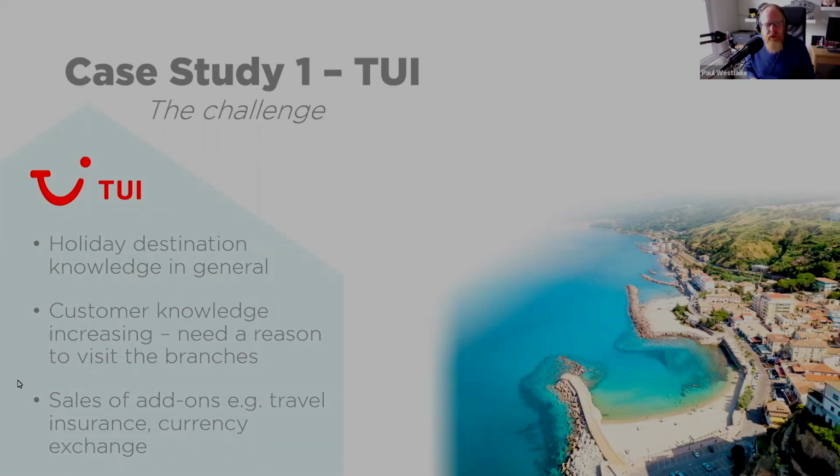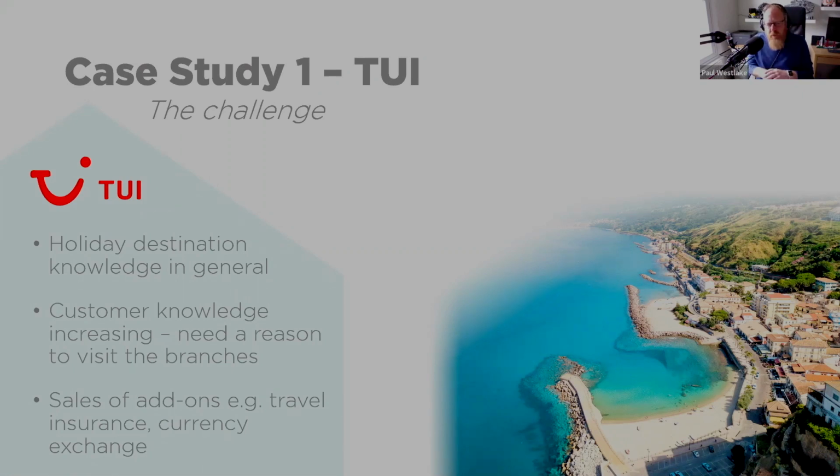But just running through the first case study, which is for TUI Retail. You probably know TUI as a big holiday company in the UK and across Europe, in fact. So this was the challenge that TUI came to us with. The main challenge, if we boil it down, is that they actually offer almost too much. They've got a huge range of services, not just an array of holiday destinations that their store staff need to know everything about, or their customers expect them to know about, but also add-on services like travel insurance and currency exchange and car hire and numerous other bits.